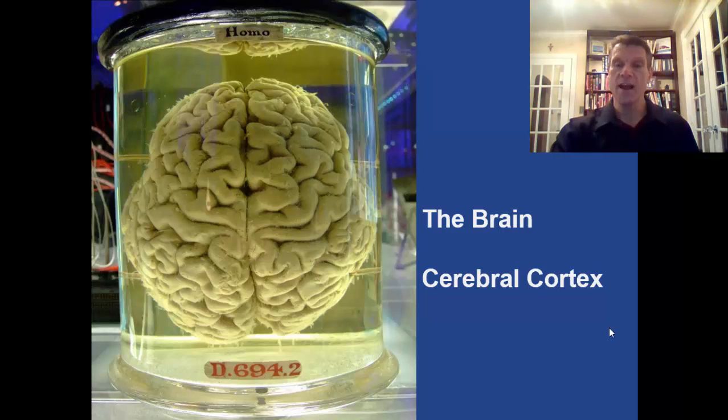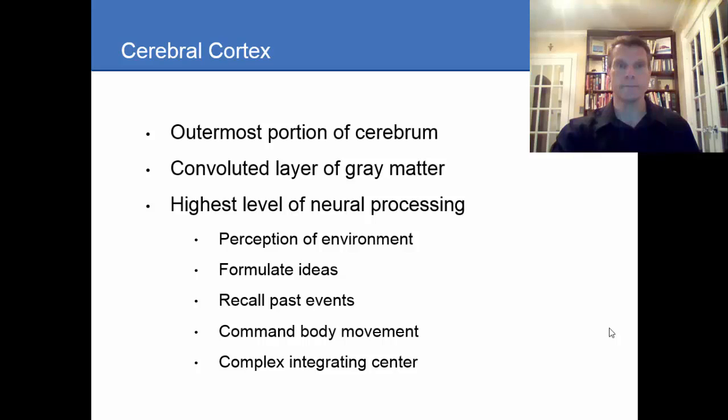In today's lesson, we're going to talk about the cerebral cortex. The cerebral cortex is the outermost portion of the brain you see here, the biggest portion of the human brain. The cerebral cortex is a convoluted layer of gray matter. Our brain is divided into gray matter and white matter. The gray matter is the outer part of the brain, where a lot of the memory storage and activity takes place. The center part of the brain is white matter, which are nerve tracts.